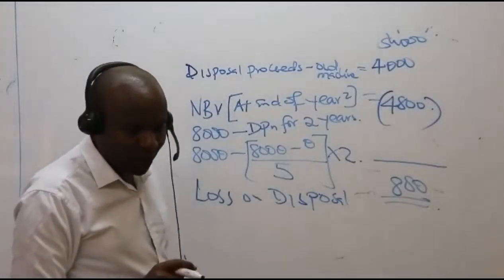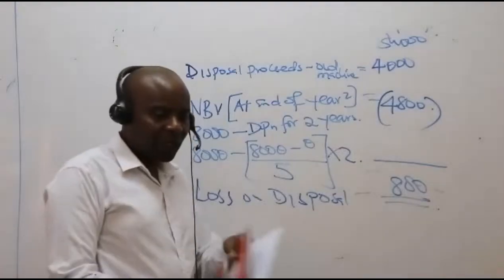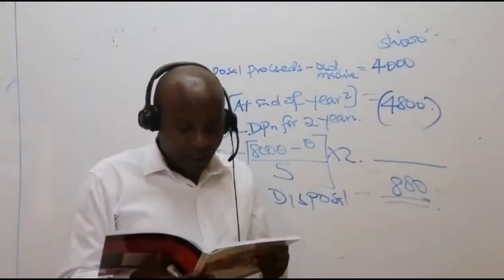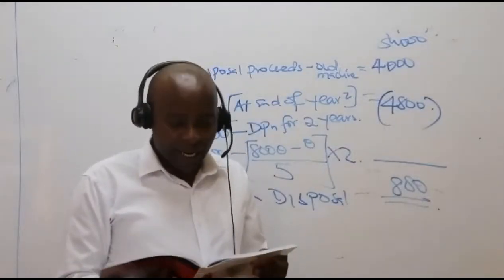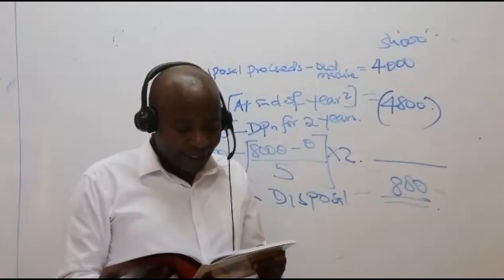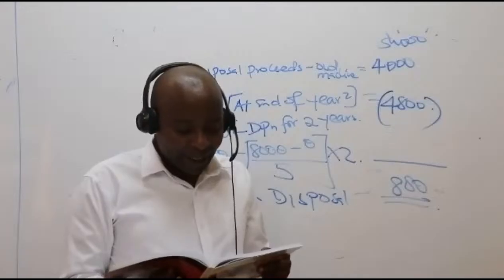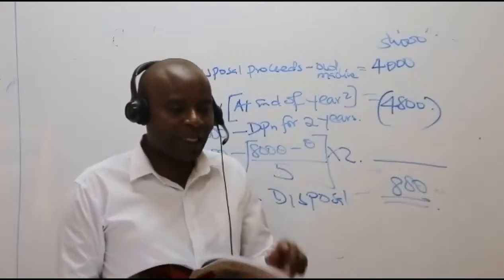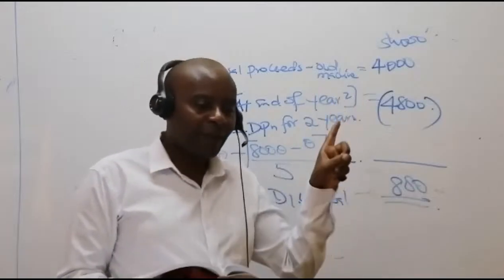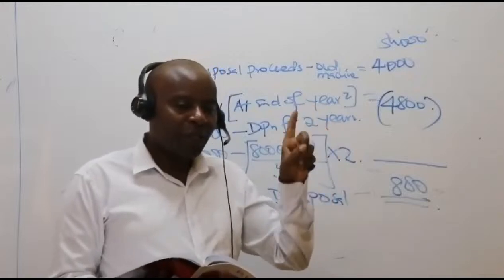Can it be 2 plus 5, 7 years? Let's see. The existing machine was acquired 2 years ago at a cost of 8 million. The existing machine was estimated to have a useful life. You see that the English was, at that time, estimated.